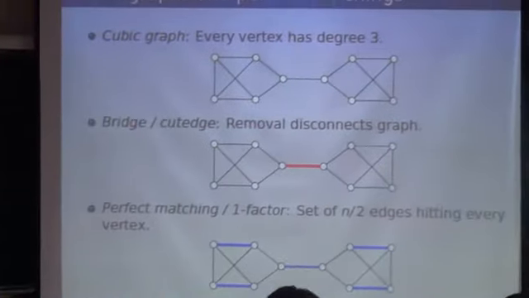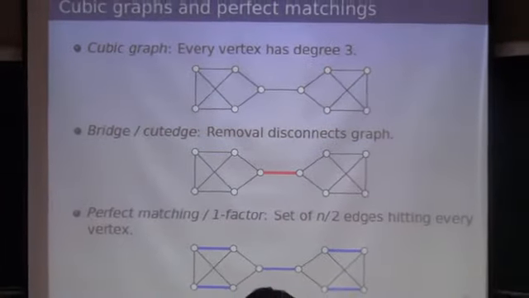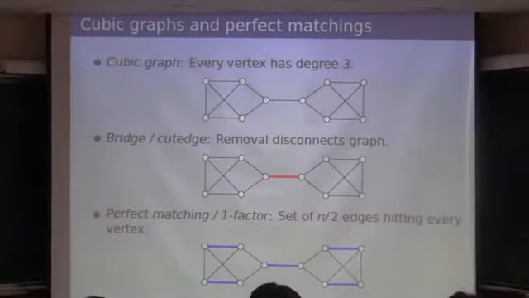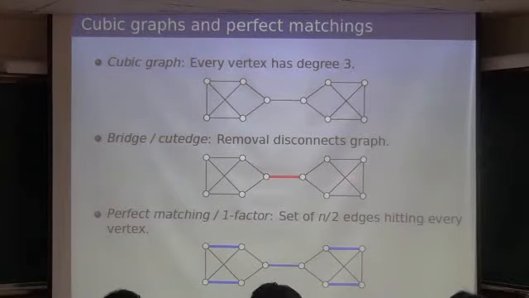So I'm going to be talking about perfect matchings in cubic graphs. This is a lot of stuff that a lot of people have probably already seen. A cubic graph is a graph in which every vertex has degree 3. A bridge is the same as a cut edge, so it's an edge whose removal disconnects the graph. And a perfect matching is just a set of n over 2 disjoint edges, so you want to have a matching that covers every vertex.